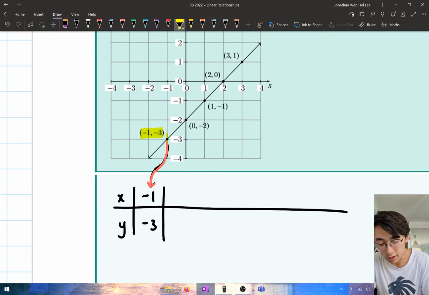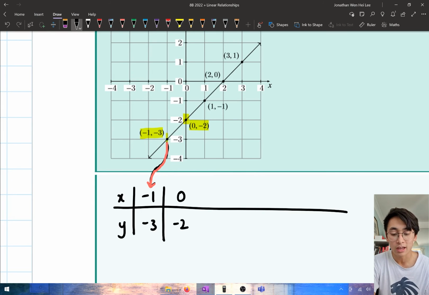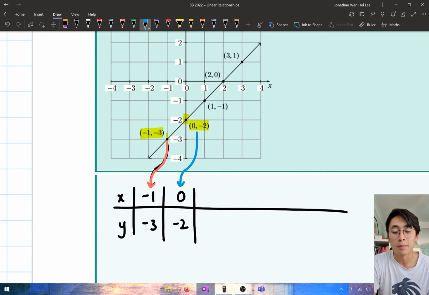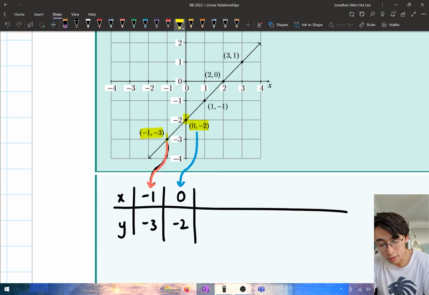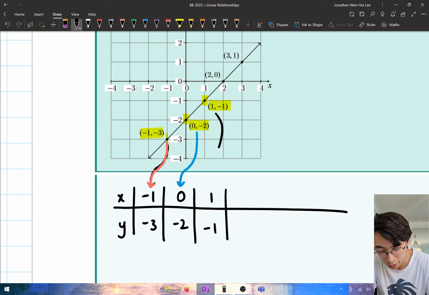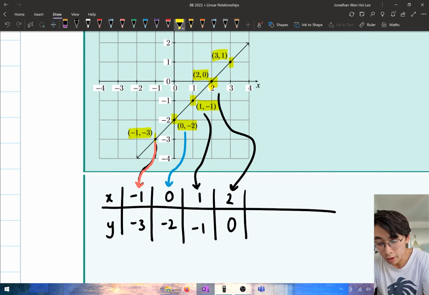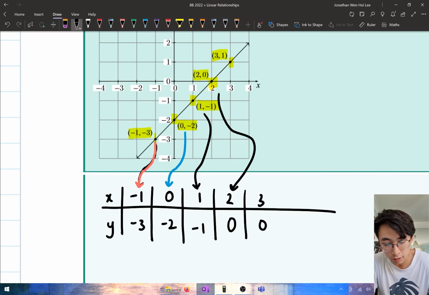If we have a look at the next one over here, 0, -2, well, I'm just going to put this in my table again, 0, -2. So 0 is my X value, -2 is my Y value. And so that is my second point in my table. Then I've got my third one, 1, -1. So I'm going to put here 1, -1. The fourth one, 2, 0. So I'm going to write in here 2, 0. And the final one, 3, 1. And I'm going to put this in my table over here, 3, 1.